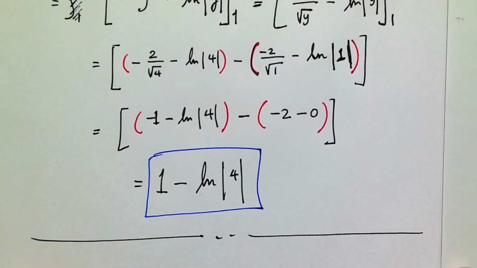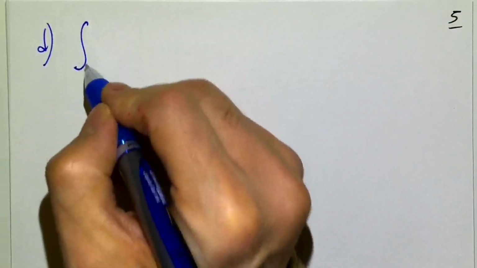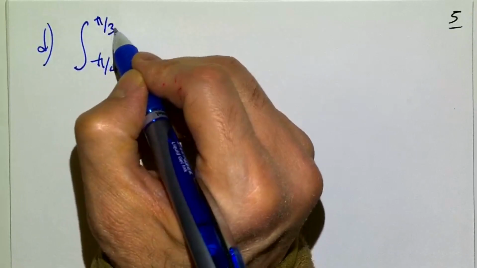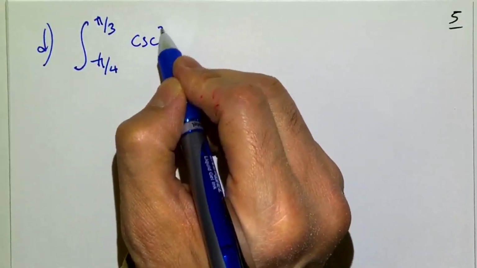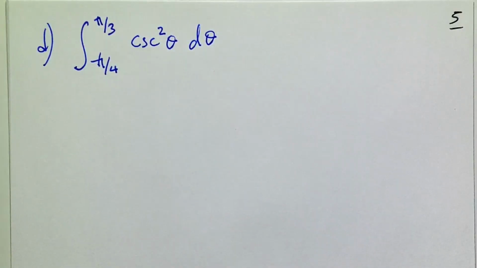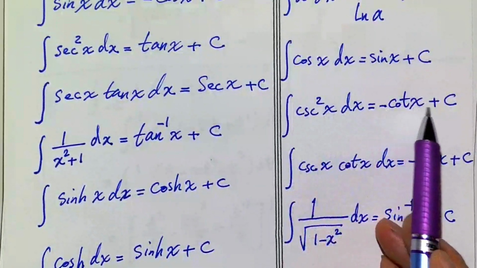All right, so continuing with our examples, we have part D here, integral from pi over 4 to pi over 3 of cosecant squared theta d theta. Okay, so from our table of integrals, we know that the integral of cosecant squared x is minus cotangent x plus c.